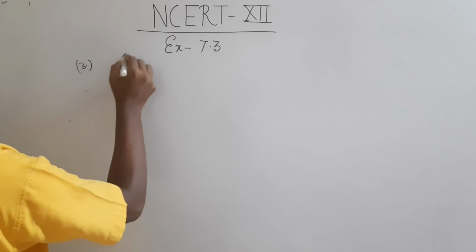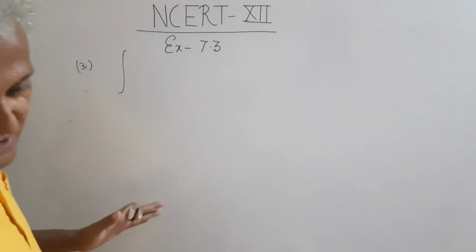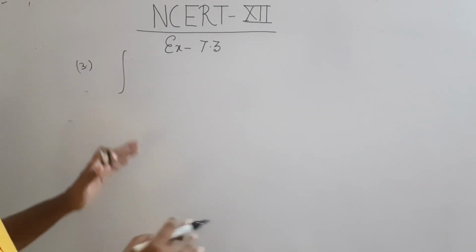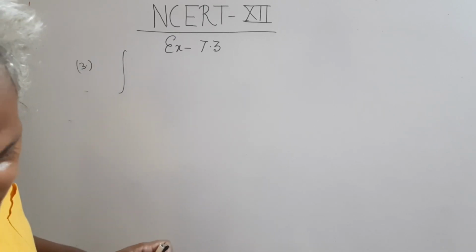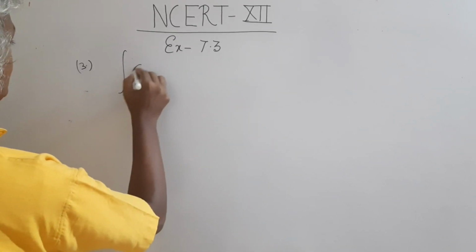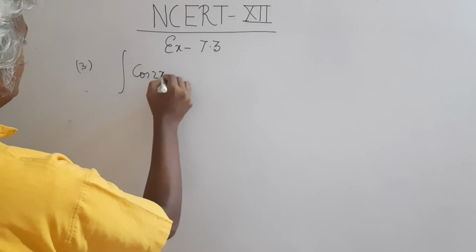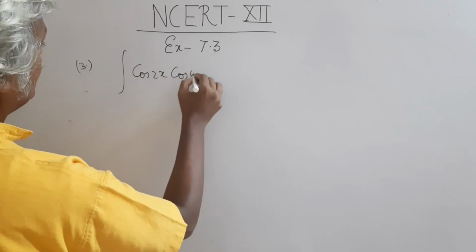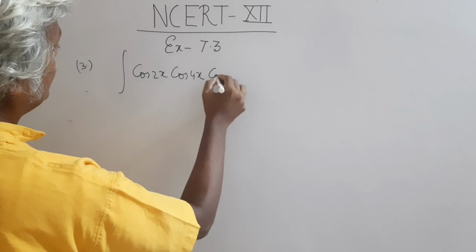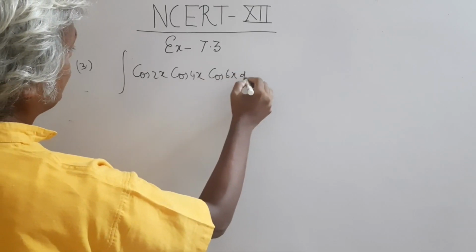Now question number 3 is just another dimension of the same form. It goes: find the integration of cos 2x, cos 4x and cos 6x dx.